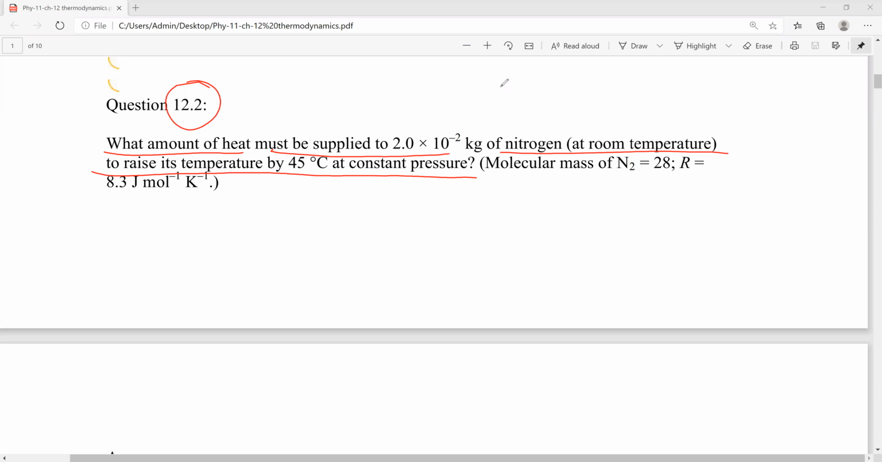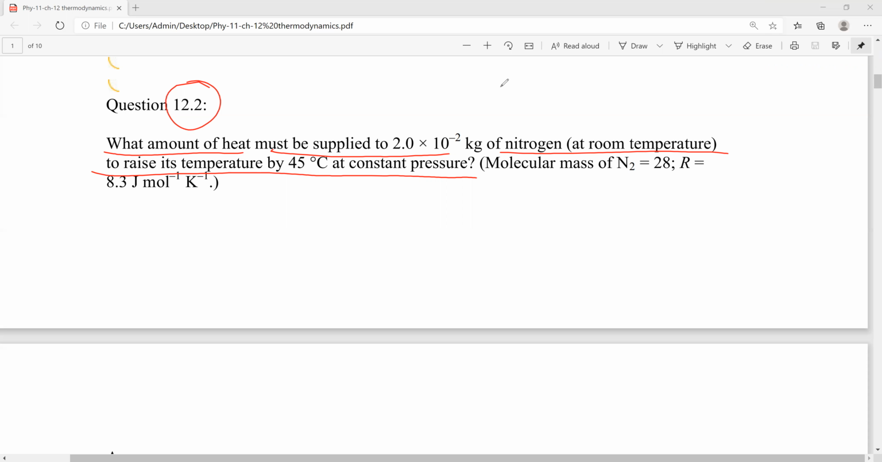The second problem is: what amount of heat must be supplied to 2 into 10 to the power of minus 2 kg of nitrogen at room temperature to raise its temperature by 45 degrees Celsius at constant pressure? Molecular mass of nitrogen is given as 28. Universal gas constant is 8.3 joules per mole per Kelvin. So we have to calculate the amount of heat supplied. Let us see how to solve this one.